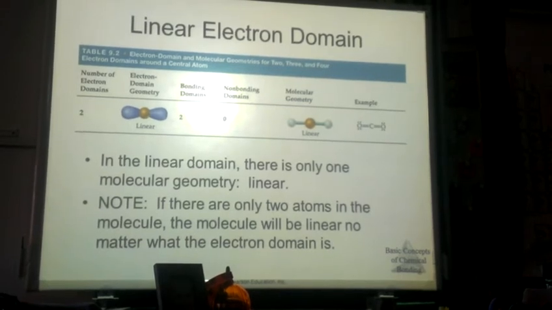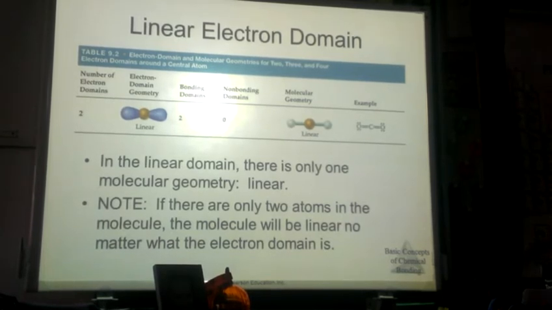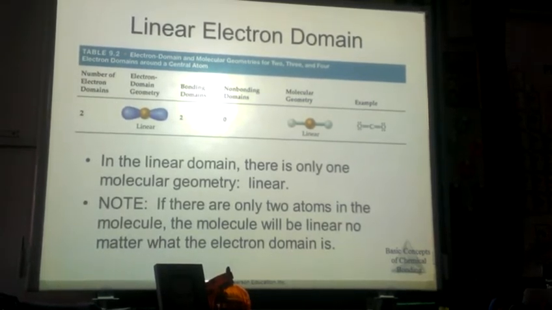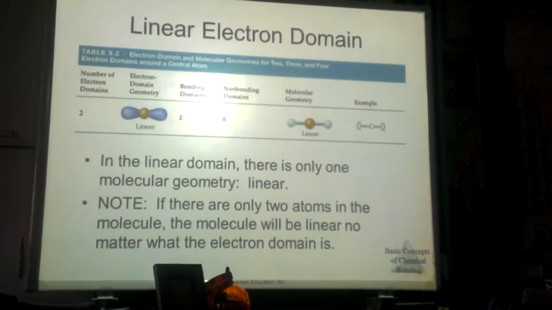Okay, so we already said about linear. If there are only two atoms in a molecule, so let's just say we have HCl, for example, then the molecule is going to be linear no matter what the electron domain is. So if there's two atoms in a molecule, then it's always linear, and there's no other exceptions to that. So an example here for linear, with two bonding domains and 0 non-bonding, would be carbon dioxide.